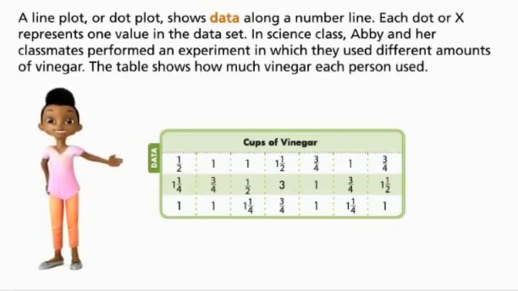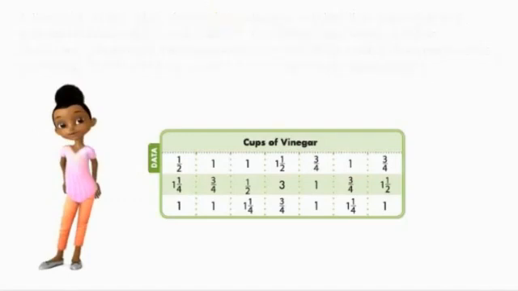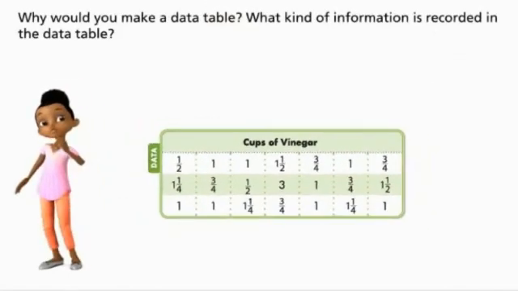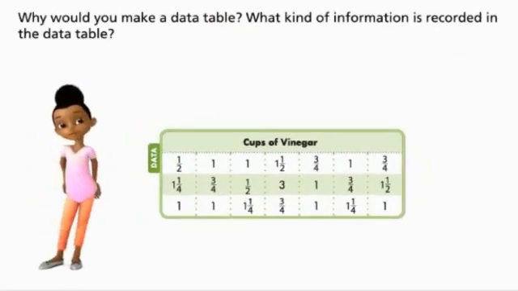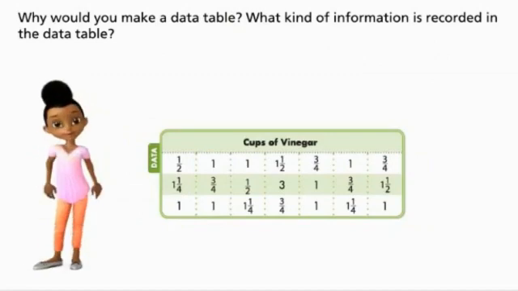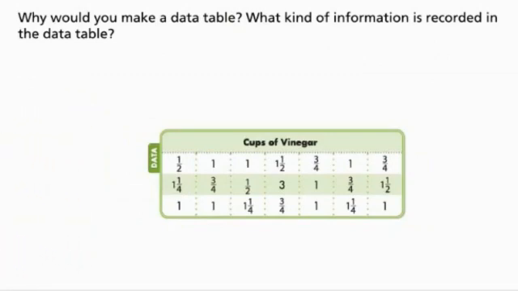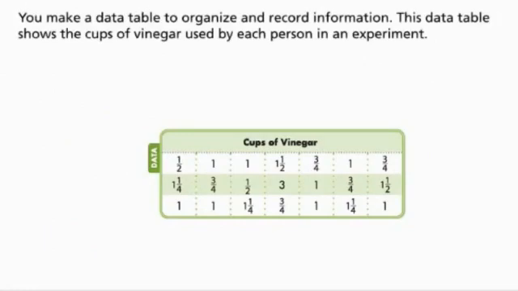Wow, science is fun! Why would you make a data table? What kind of information is recorded in the data table? You make a data table to organize and record information. This data table shows the cups of vinegar used by each person in an experiment.